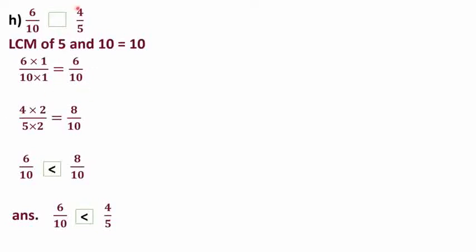Now next is 4 by 5. So what will we multiply to 5 to get the denominator 10? That is 2. Okay, so we'll multiply numerator and denominator by 2. So we get 8 by 10 as the fraction. Now we will compare both of these like fractions. We get 8 by 10 is a greater fraction than 6 by 10 because 8 is greater than 6 and the denominators are the same. So therefore, from this we conclude that 4 by 5 is greater than 6 by 10. Okay, so we get the answer over here.